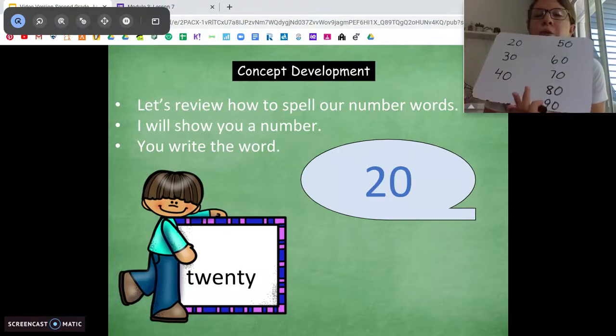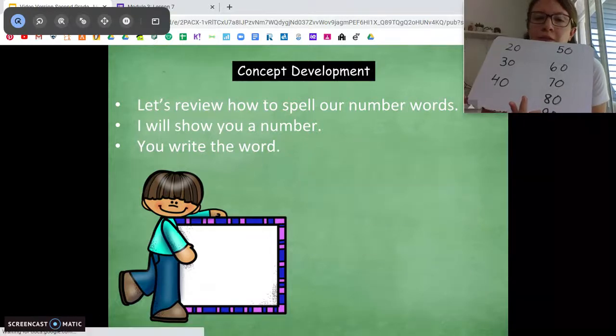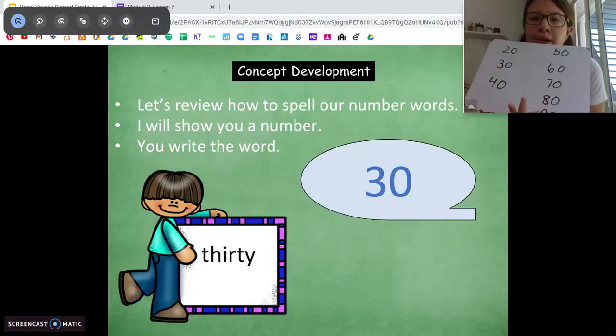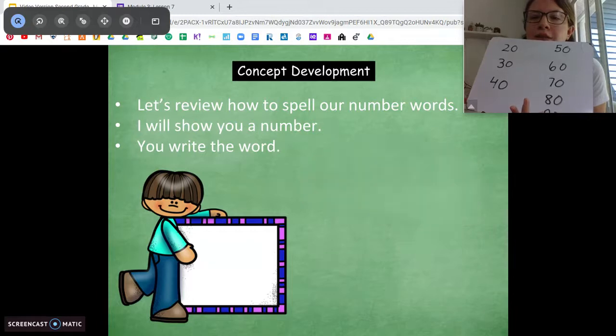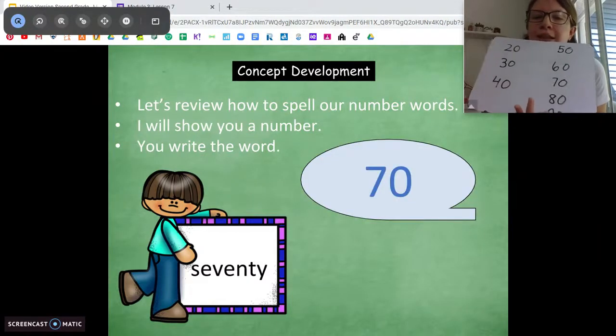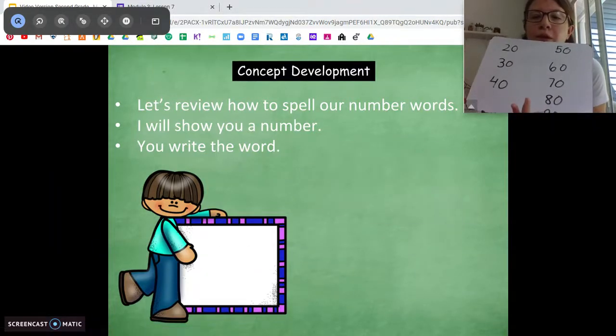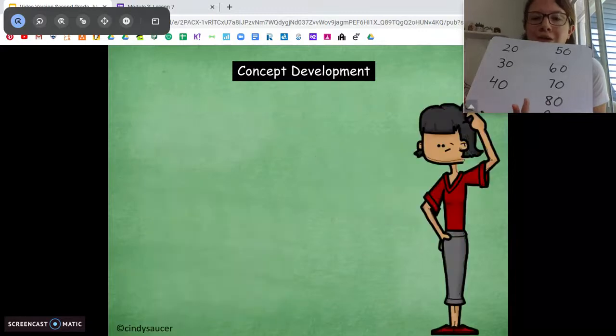Ready? Let's go over it. We got 20 on the screen. Oh, there's 19. 30, 40, 50, 60, 70, 80, 90, and bonus one, 100.